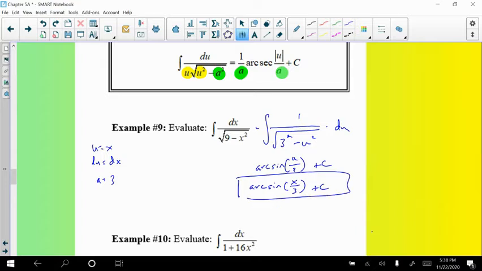So again, that example was about recognizing how you would know to think these are inverse trig. A good clue is that you have a quadratic in the bottom, but not a linear function. It's a constant function on top.